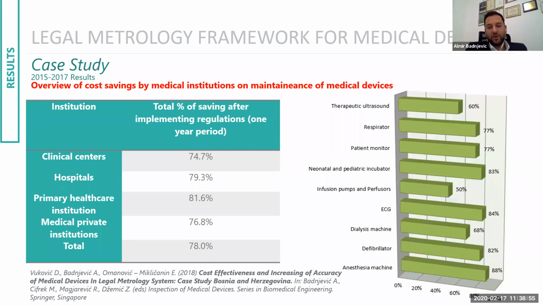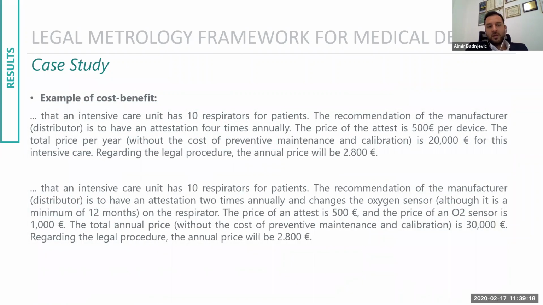So we increased the accuracy of diagnosis and treatments by increasing the accuracy of medical devices, but we also decreased the cost for the maintenance of medical devices. So we got, in fact, a win-win position in this case. These are some examples of the cost benefits, which I will skip here.